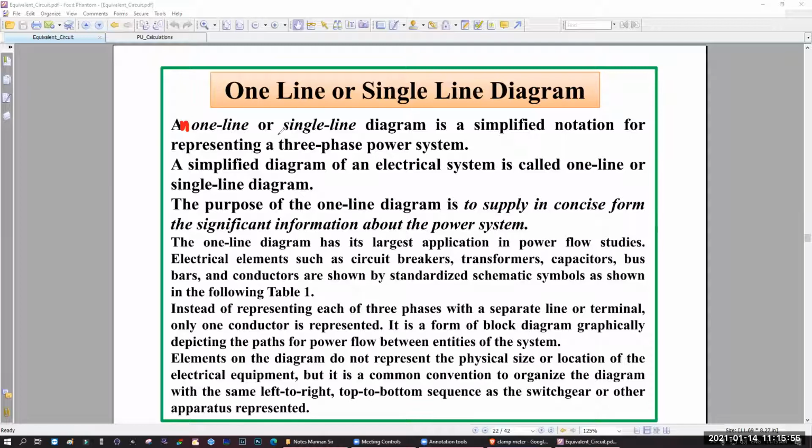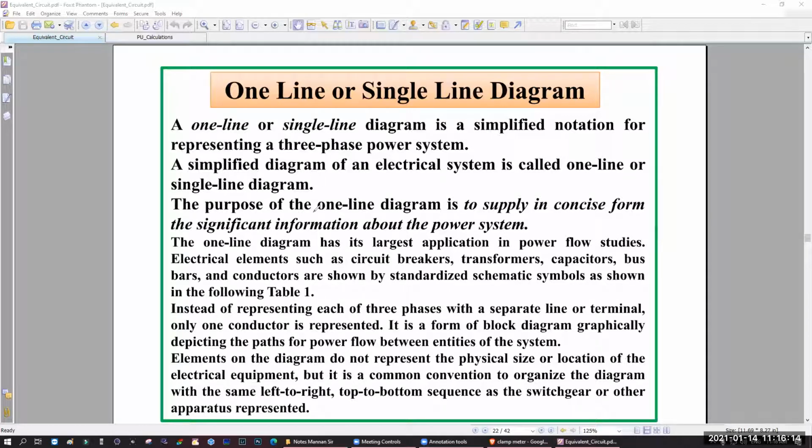One line diagram or a single line diagram. One line means three phase. Remember, one line means three phase. It can be single phase as well. The simplified diagram of an electrical system is called one line or single line diagram. I can ask you, what is one line diagram?